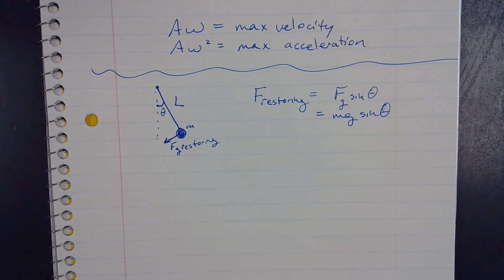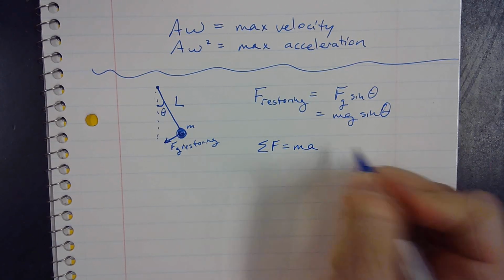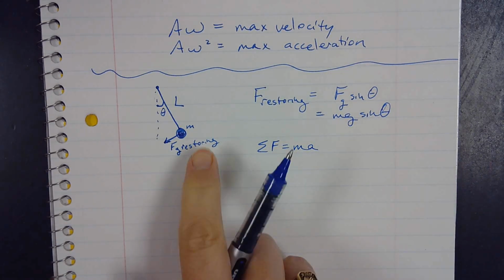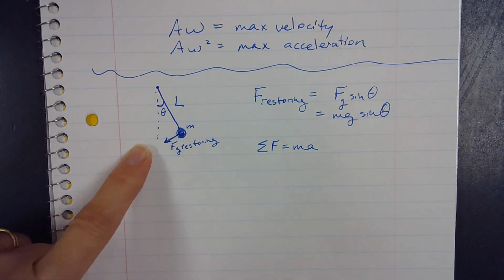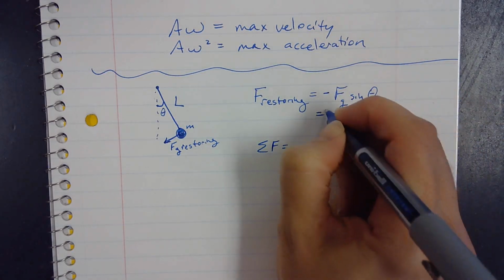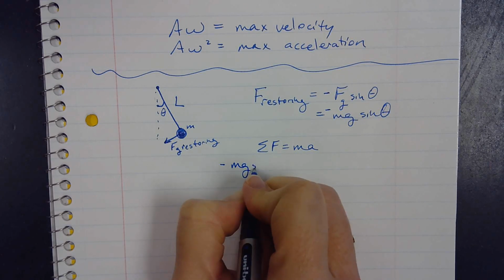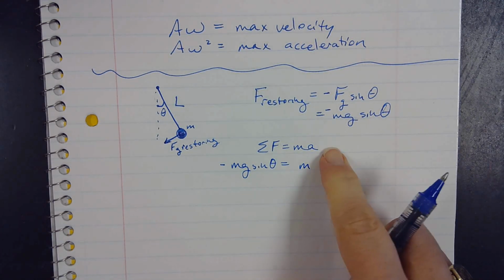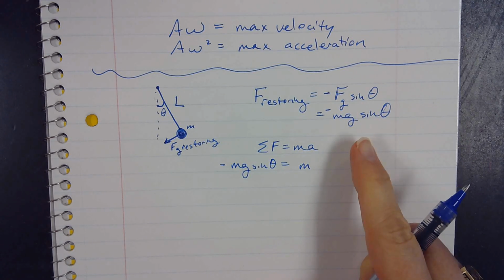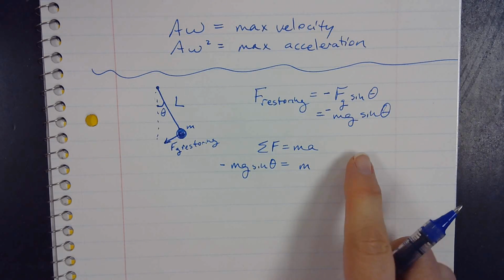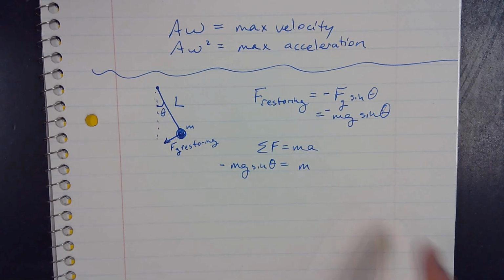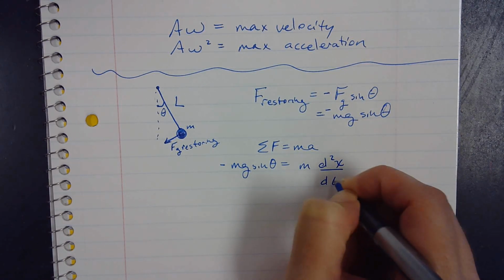So we're going to go into Newton's second law. Net force equals mass times acceleration. And I have displaced this to the right. The force is to the left. So we do have this negative sign, so I'm going to add that in. So we have negative mg sine theta equals m times acceleration. And what's acceleration? A omega squared? No, that's the maximum acceleration for a spring. In general, back to the beginning of the year, it's the derivative of velocity or the second derivative of position. And I want that one. So d squared x over dt squared.